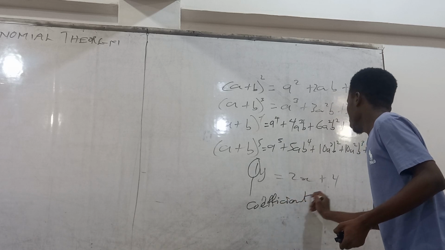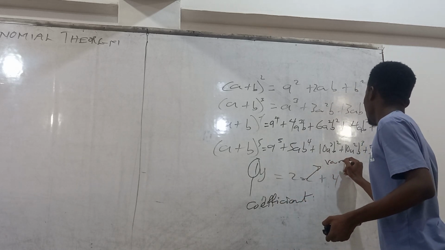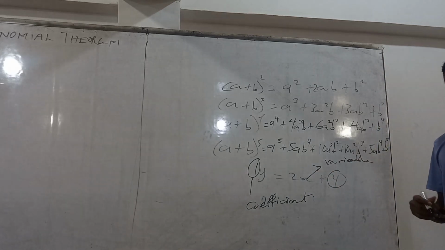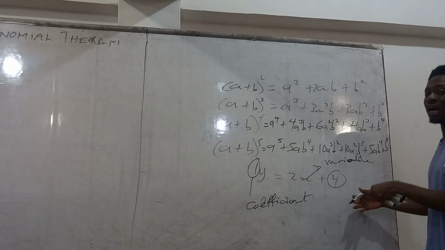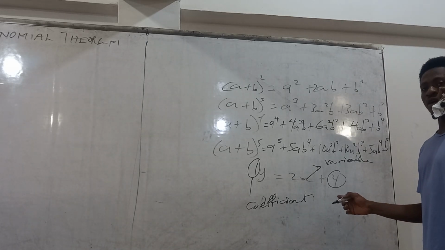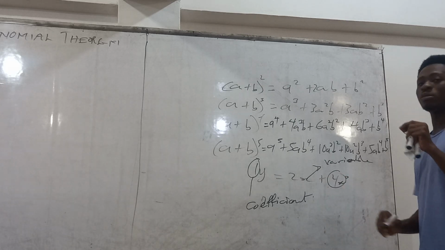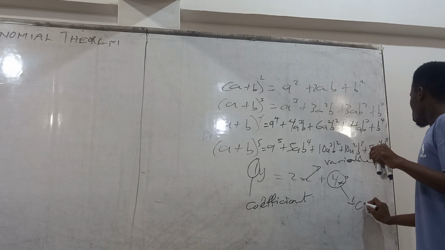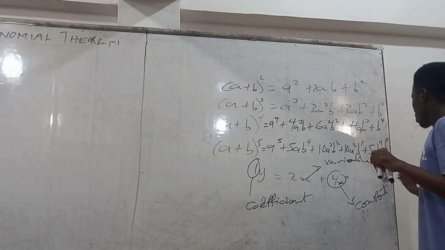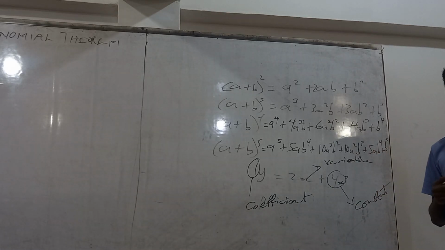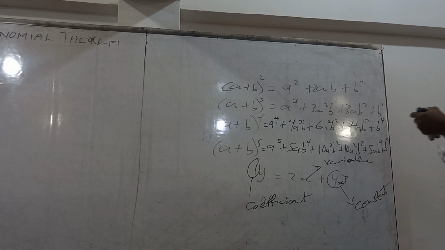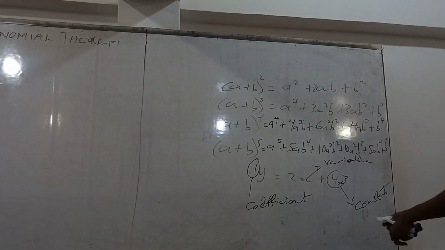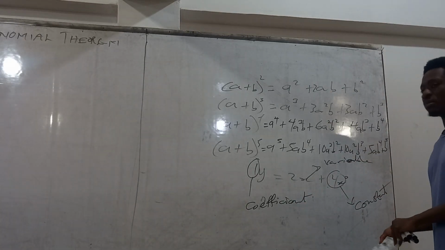Coefficient. And the x is a variable. So the number that has no variable attached to it actually has a variable attached to it, but the variable is to the power 0. So that number is called a constant number. So now you know what a variable is, what a coefficient is, and what a constant number is.